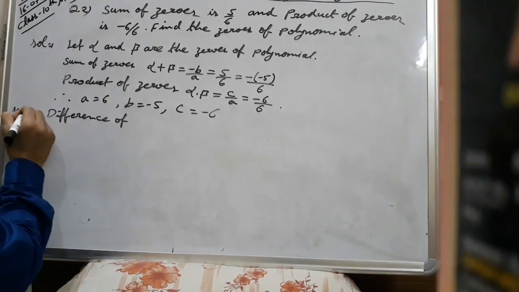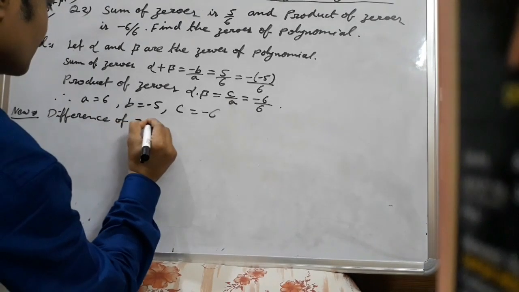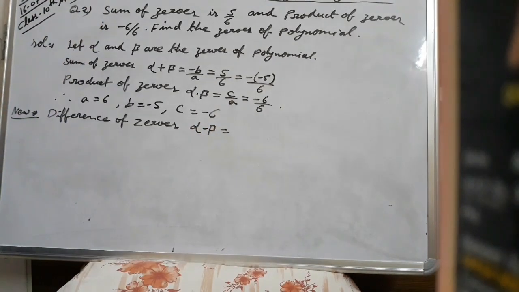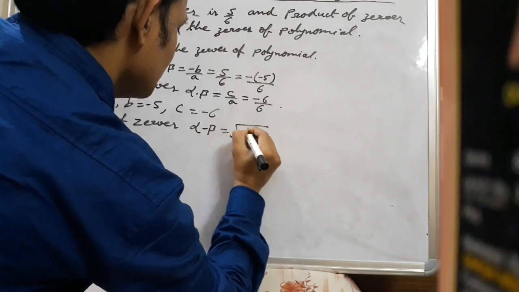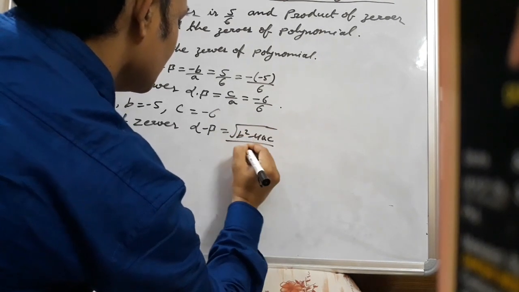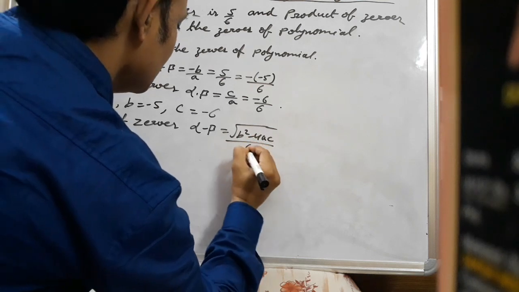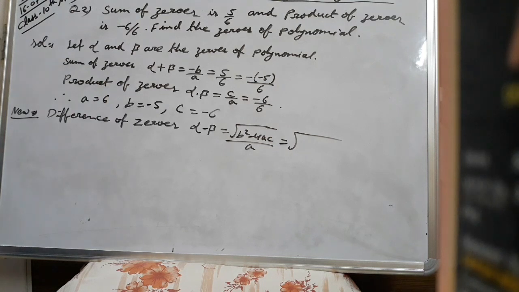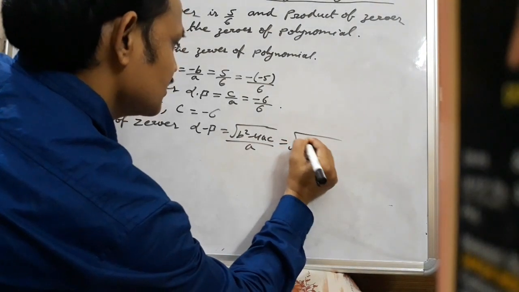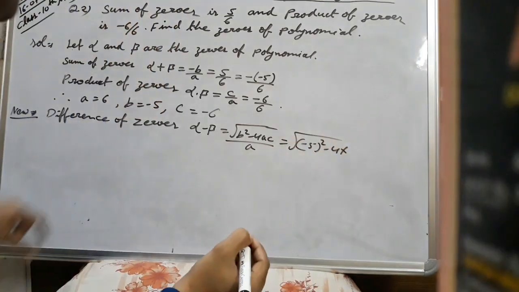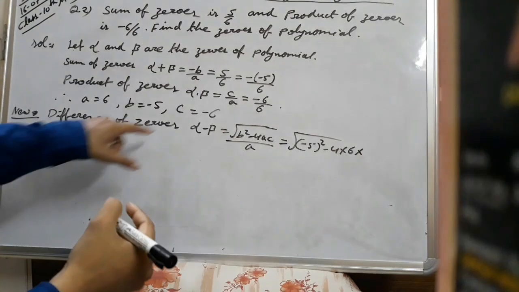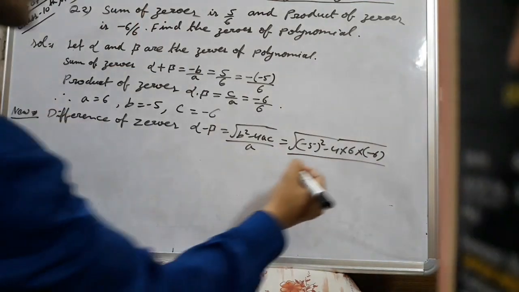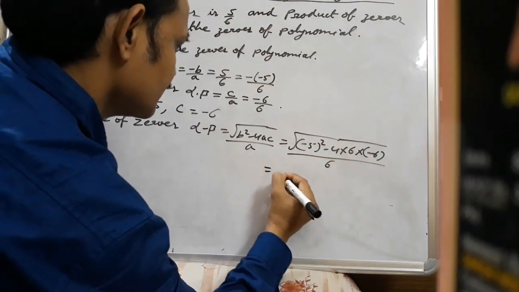New method, no? New method. Difference of zeros, that is alpha minus beta, is equal to, what is the formula? Under root b square minus 4ac, whole divided by a. Now under root, what is b here? Minus 5, that is minus 5 whole square, minus 4 into, what is a here? 6. And what is c here? Minus 6. Whole divided by a. What is a here? 6.